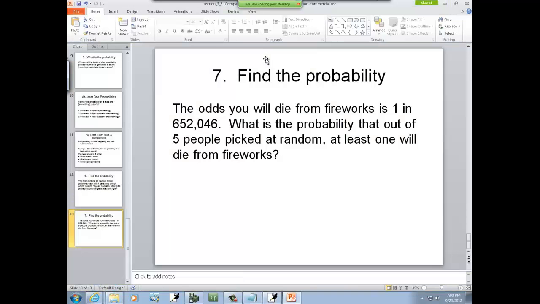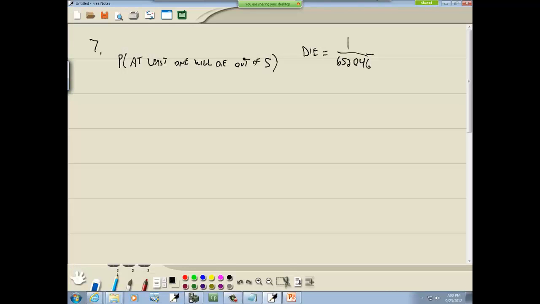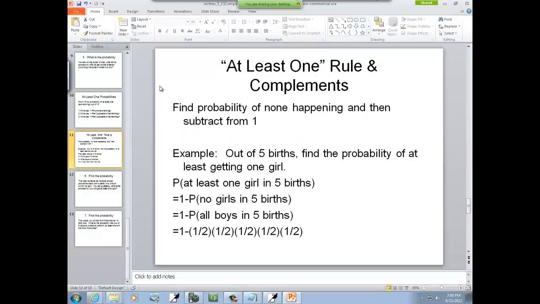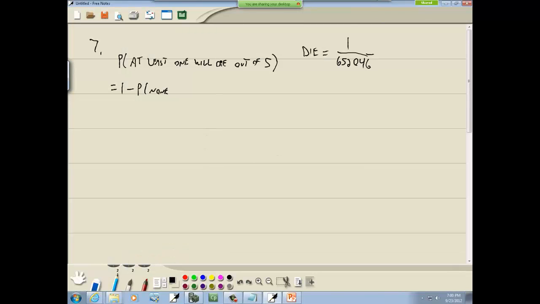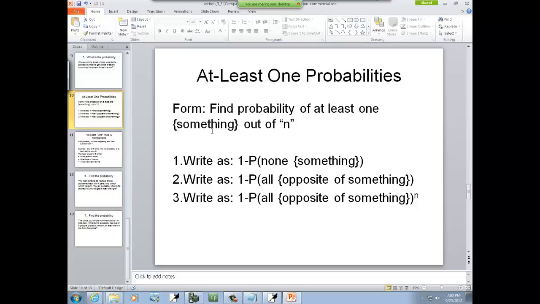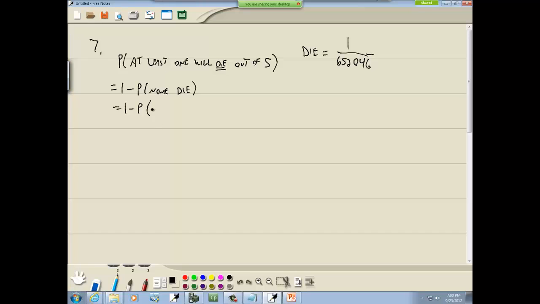Out of, how many are we looking at? 5 people. Well, first thing we do is we write it as 1 minus probability of none somethings. And our something will be the die. So 1 minus probability of none die. Well, next part we change none to all. And we change die to the opposite of it. So all live.